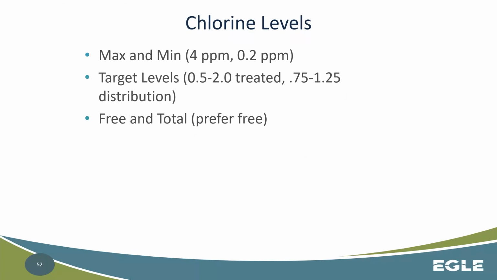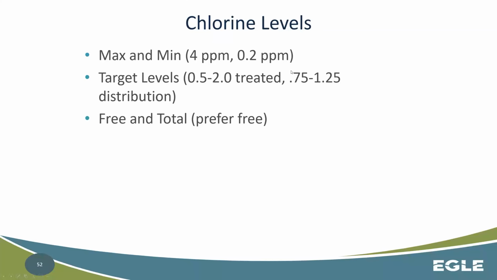Chlorine levels, max and min: 4 parts per million is the highest you want to go in your distribution system. There's actually an MCL that's based on a running annual average for chlorination in a distribution system. So you cannot go continuously above 4 parts per million of chlorination in a distribution system, or you have an MCL violation. Our target levels have typically been between 0.5 and 2 throughout all of distribution for our treated water.